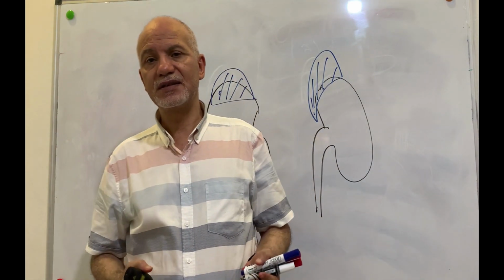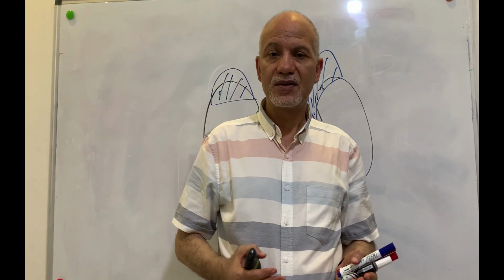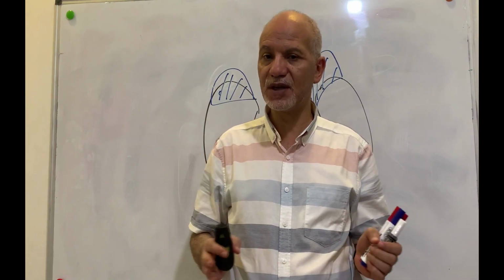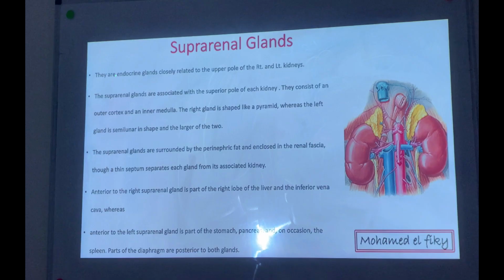To simplify the suprarenal gland for medical students, we can compare right and left suprarenal gland in a table. This table is very important. It is an endocrine gland closely related to the upper pole of the right and left kidney. The suprarenal glands are associated with the superior pole of each kidney. The suprarenal gland consists of outer cortex and inner medulla. The right gland is pyramidal in shape.